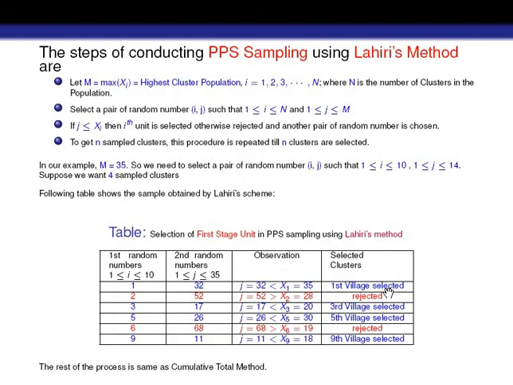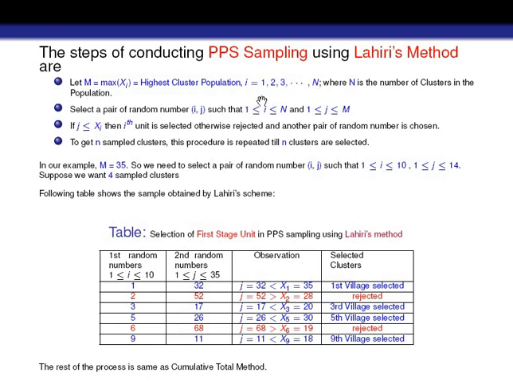Now we again take the cluster from the population by using Lahiri's method also. So in case of Lahiri's method, we are not going to calculate the cumulative total. Here we will just see what is the maximum cluster population, and what is the number of clusters in our population. And these two numbers will be used to draw cluster from the population to our first stage unit. So just see that this M is maximum cluster size, and i is going from 1 to N. N is the total number of clusters present in the population.